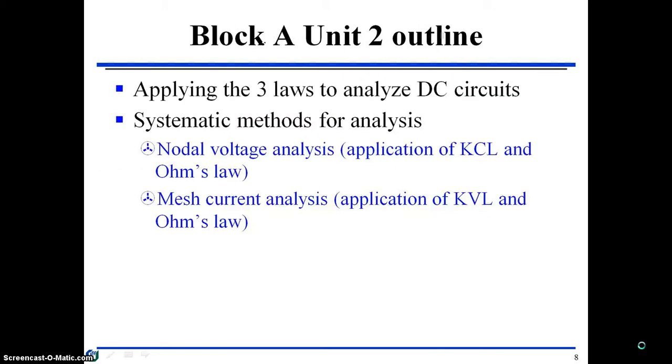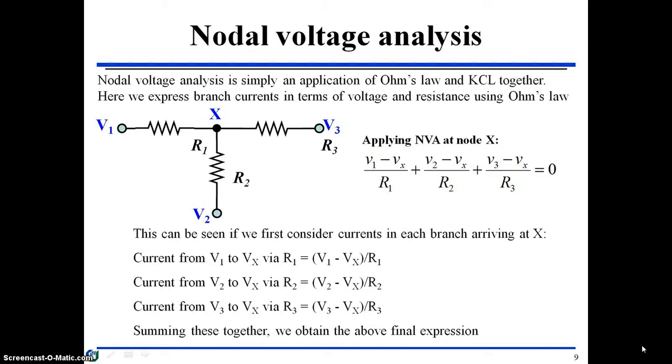Next, we want to analyze voltage and current across a DC network by applying those three laws you have studied before. The first one is nodal voltage analysis. It is based on Ohm's law and Kirchhoff's current law. Ohm's law is used for expressing branch current in terms of voltage and resistance.